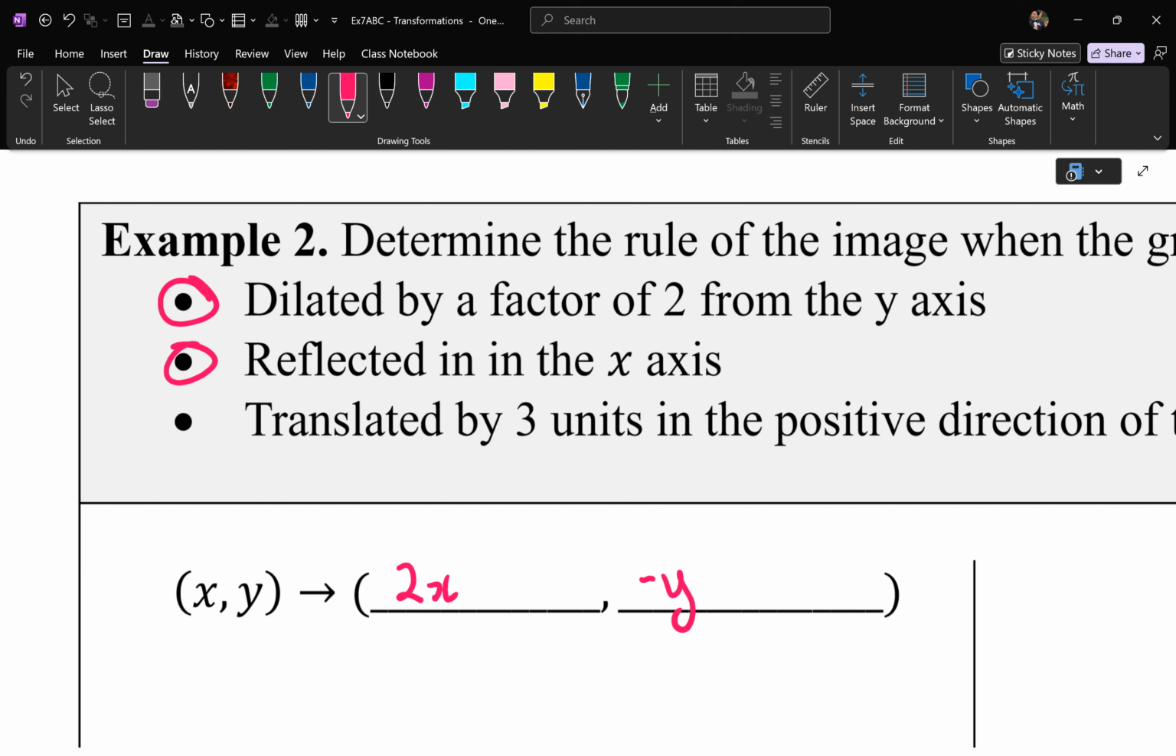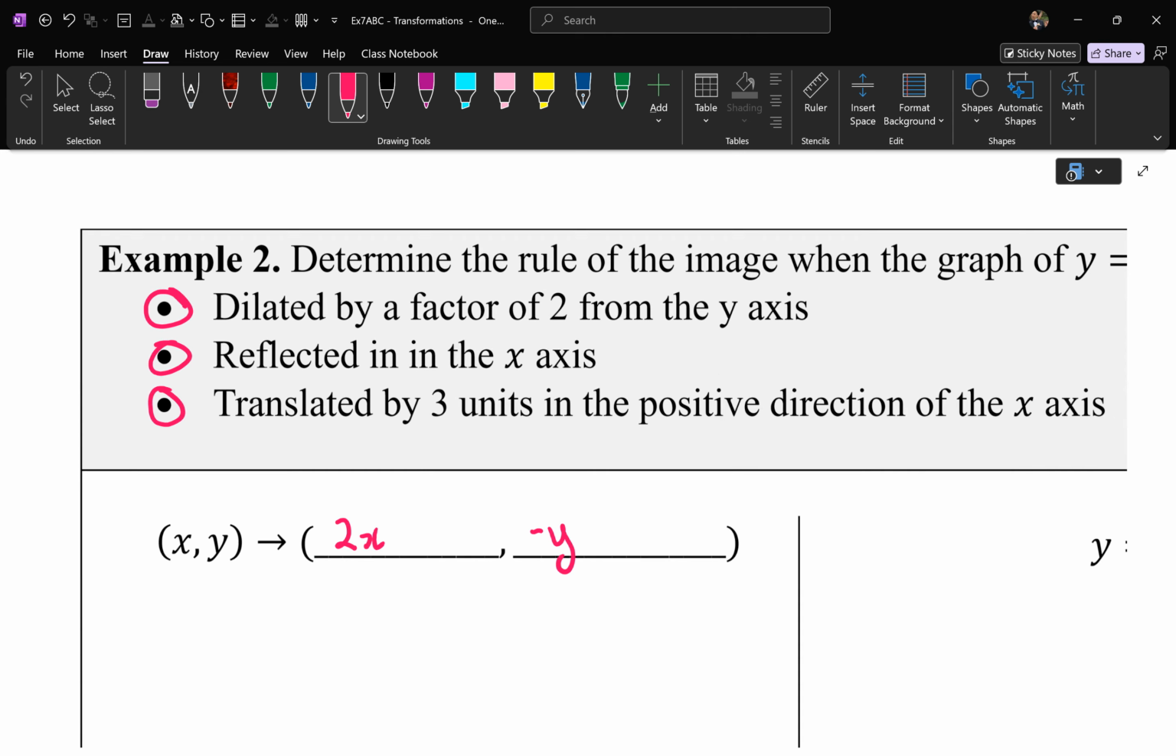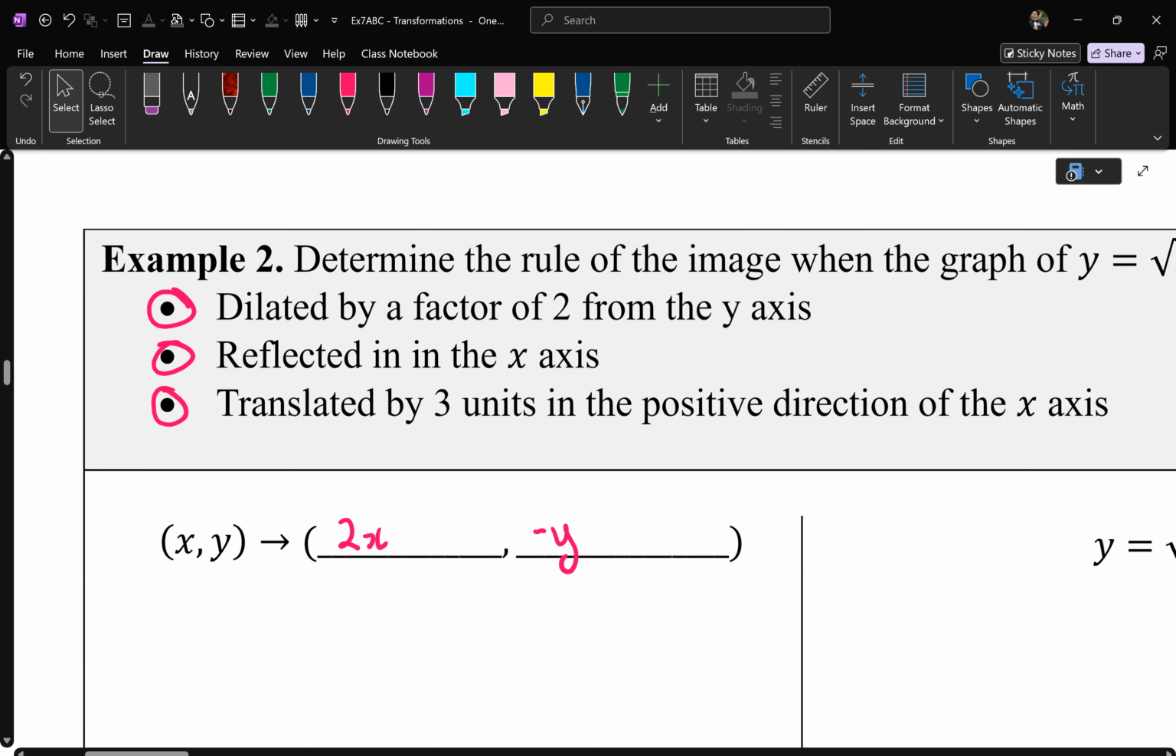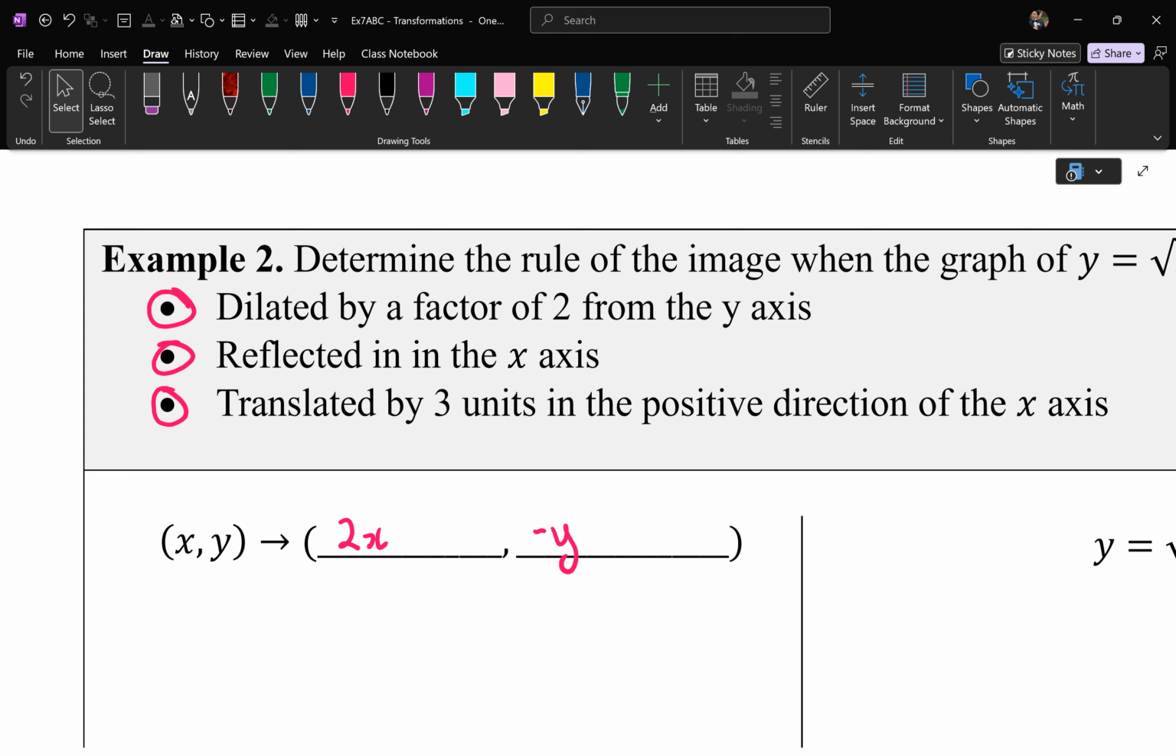Next one. Last one should be much easier. Translated by 3 units in the positive direction of the x-axis. What am I saying? Plus? To which one? X or y? X, very good, because it says direction of the x-axis. I'm going to the positive direction, moving to the right. So here, plus 3.